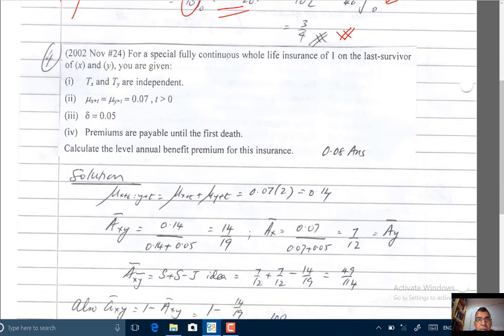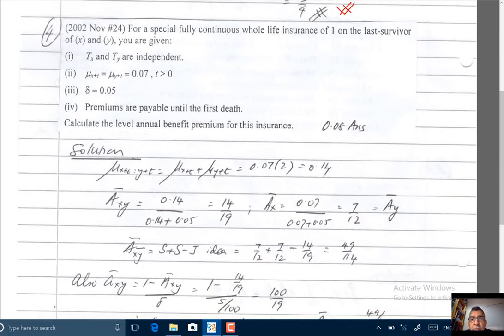Number 4, we have a special fully continuous whole life insurance of 1 on the last survivor. Okay, last survivor of X and Y. You're given that Tx and Ty are independent. You're given mu x plus t and mu y plus t, they are both equal to 0.07. You're given the force of interest. Premiums are payable until the first death. You're asked to calculate the level annual benefit premium for this insurance.